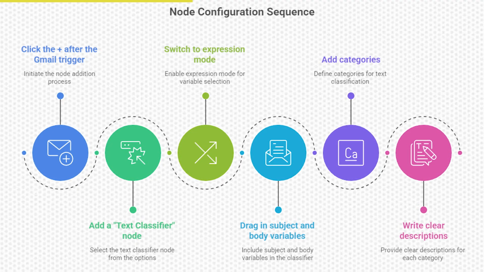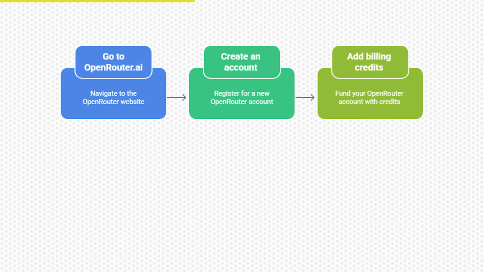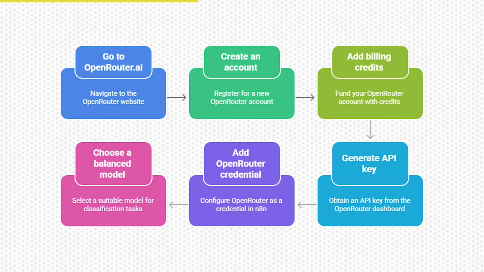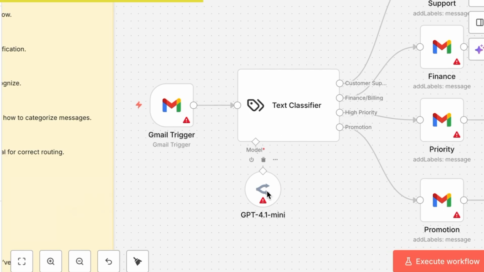Very easy, very simple. Then you want to connect to the AI provider. Go to openrouter.ai and generate the API key. Back in n8n, add OpenRouter as credentials in your chat model fields, and then choose a balanced model, so GPT 4.1 or similar. Very simple. It will be in this node and this node over here.